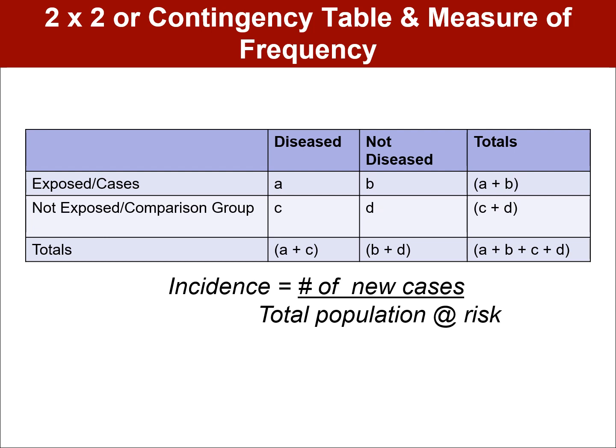So again, however you choose to set up your table is up to you. Just make sure that when you set up the tables, you know where these values are placed. A would always be where you have the disease that have the exposure. B would always be where you have the non-disease that have the exposure. C, disease that do not have the exposure. And D would always be the non-disease that do not have the exposure. And you set it up this way. Remember, the formula for calculating incidence would always be the number of new cases divided by the total population at risk.